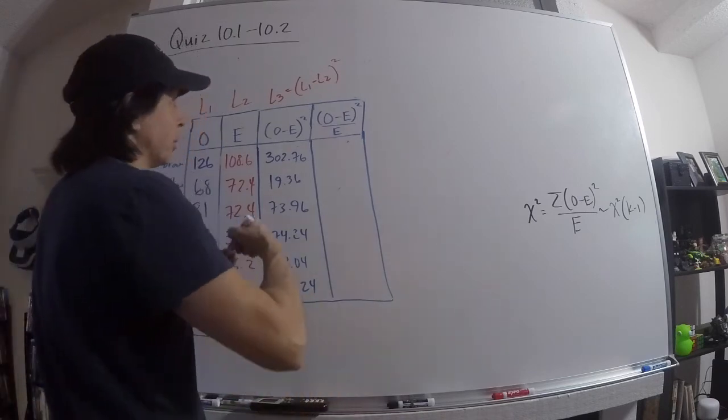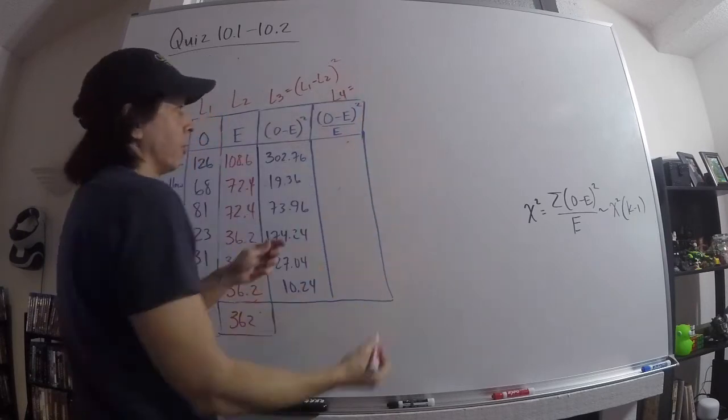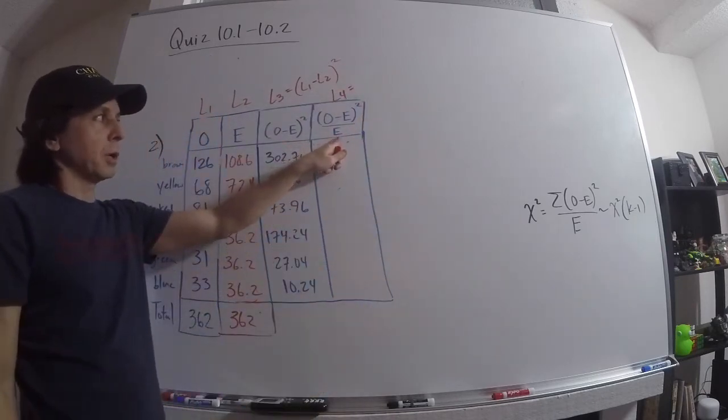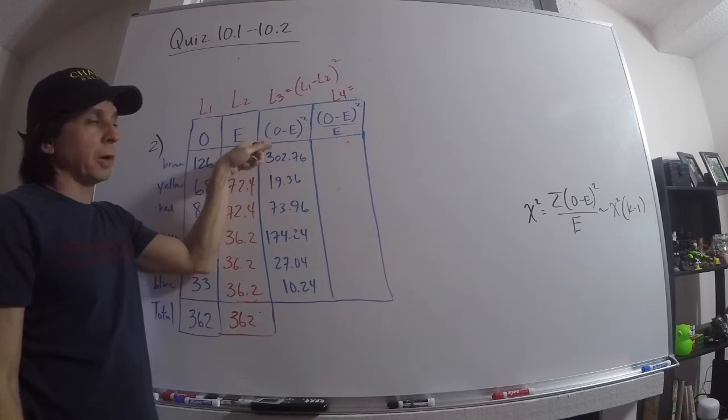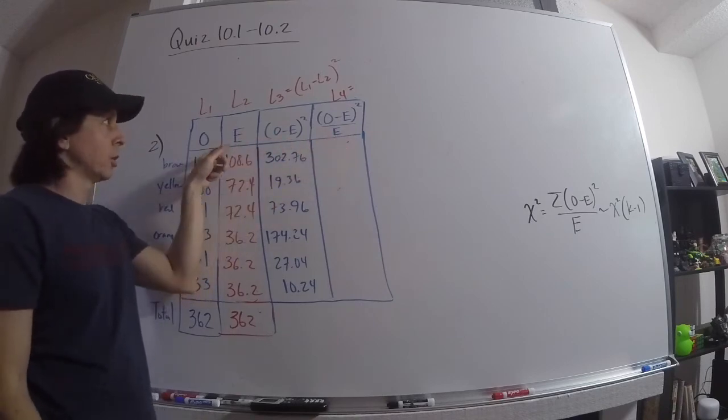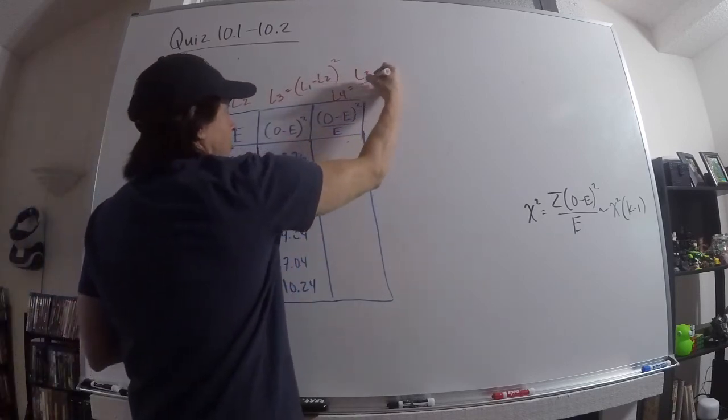Let me finish this up. L4, I want to do the actual expression I'm going to be summing. I want the O minus E squared, which I have in L3 already, divided by E, which is in L2. So I'm going to do L3 divided by L2.